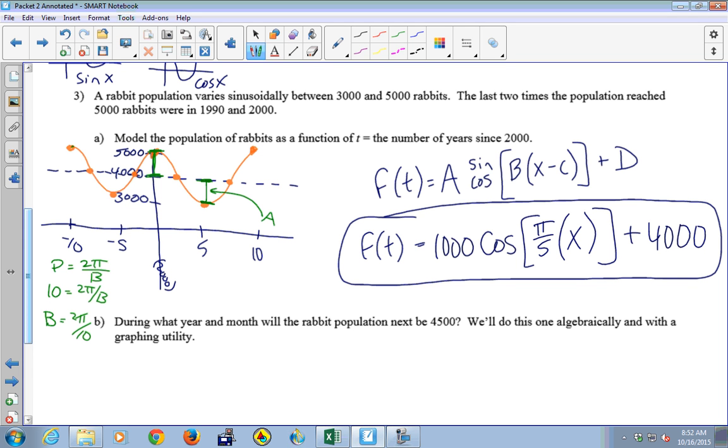Is there a way you just find the max and min and then divide it by 2? Average them, add them together, and divide by 2. Yeah. So 5,000 plus 3,000 is 8,000. Divided by 2 is 4,000. So you can always find the midline by taking the average of the max and the min.